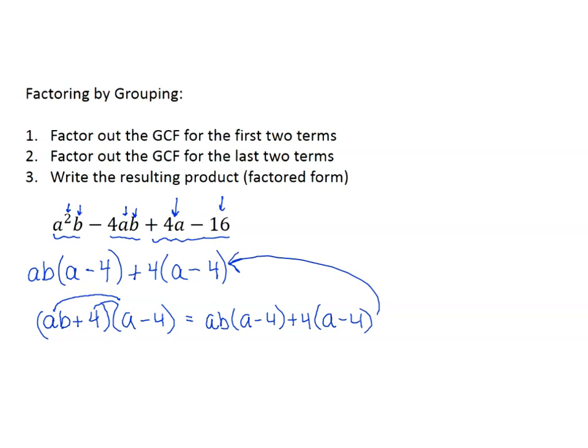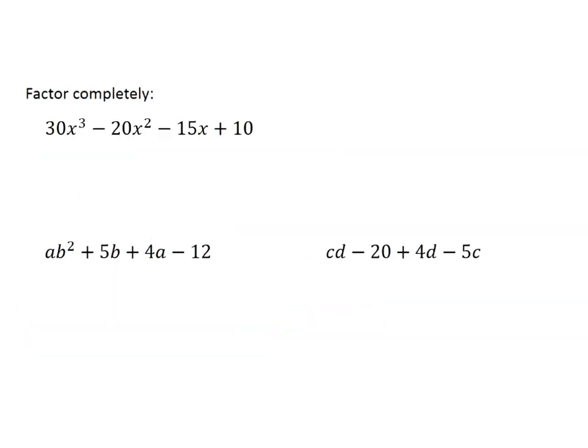Right, so that's why we're able to take that step, because when we go from here to here, it's sort of like undistributing, if you can imagine that, doing it backwards. So we're going from here to here. All right, and this would be factored form.